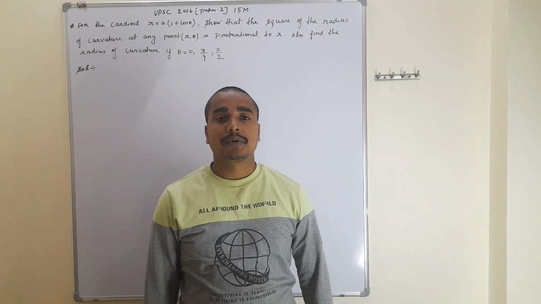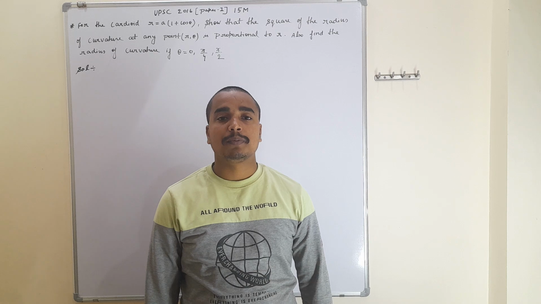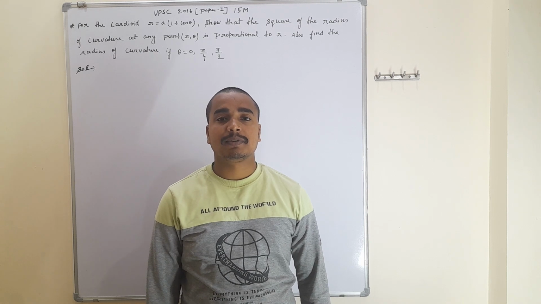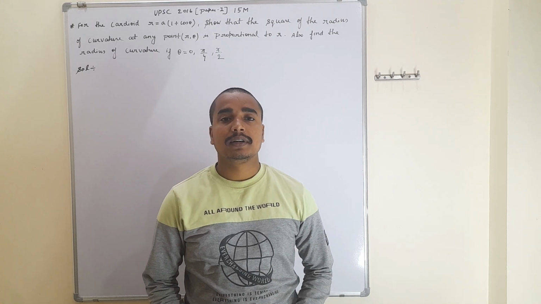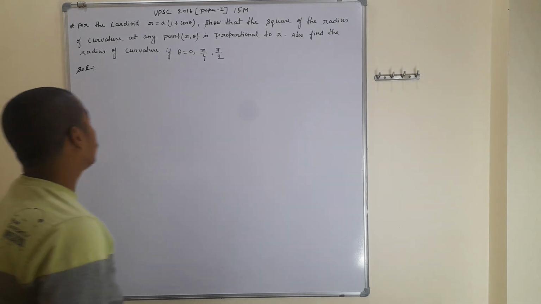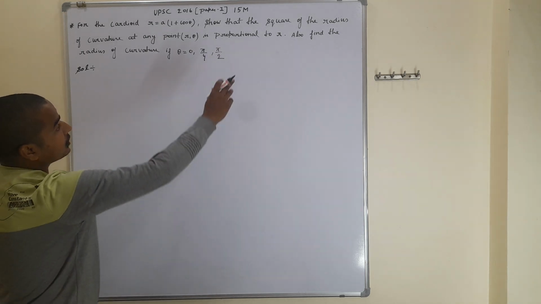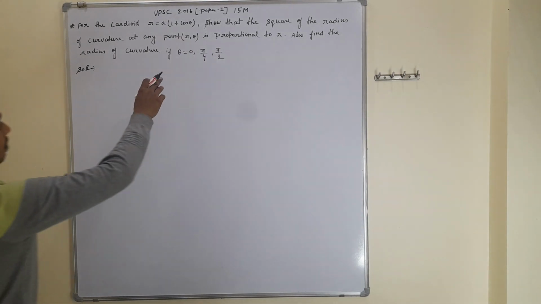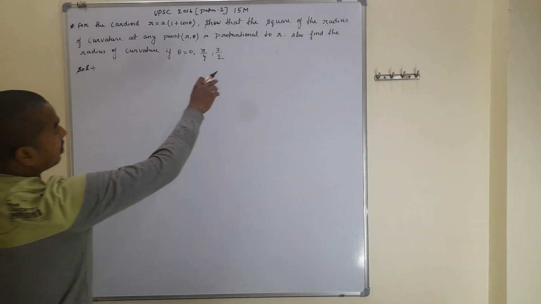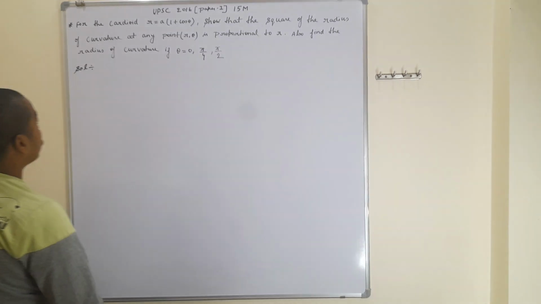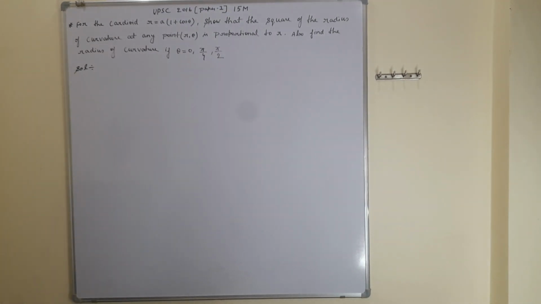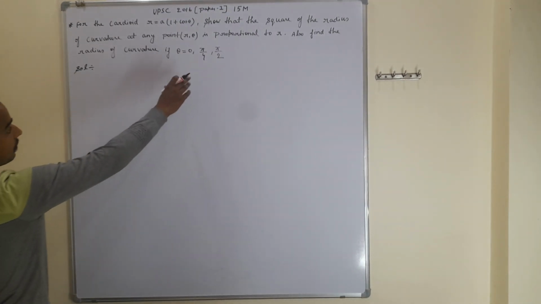Hello everyone. Today we are going to discuss the problem of UPSC 2016 15 marks question from topic radius of curvature. Here in the given question, for the cardioid r is equal to a(1 plus cos theta), show that the square of the radius of curvature at any point (r, theta) is proportional to r, and also find the radius of curvature if theta is equal to 0, pi by 4 and pi by 2.